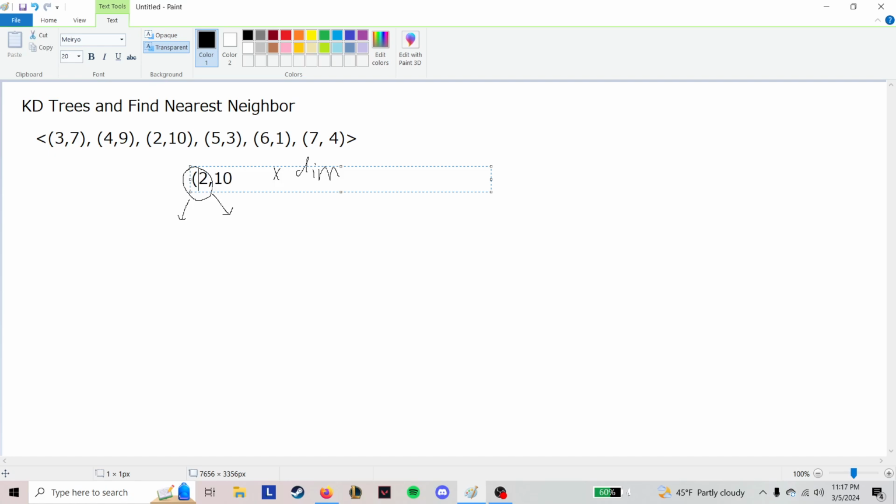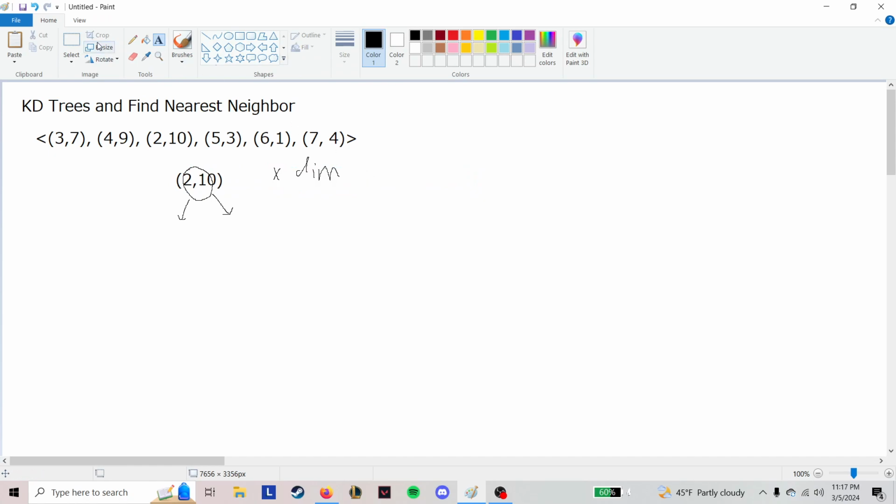Bear with me, since I am drawing everything out as I go, the art might not be the best. Let's say I have 210 over here, and let's say I decide to split on my x dimension. What that means is on the right side are going to be all points that have x-coordinate greater than 2, because I'm comparing the points strictly on the x dimension.